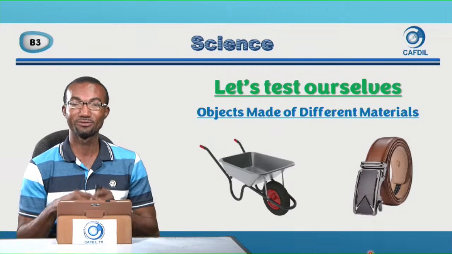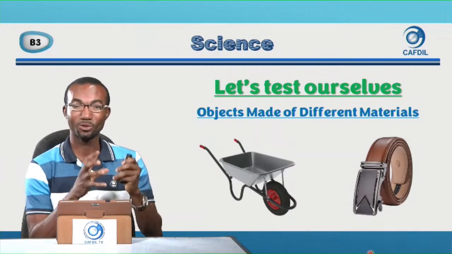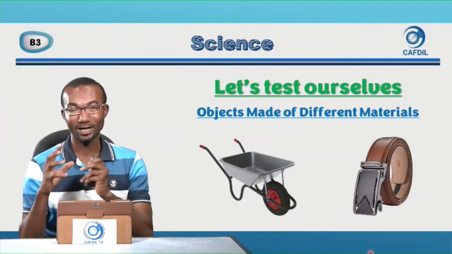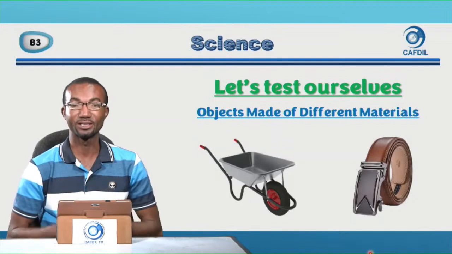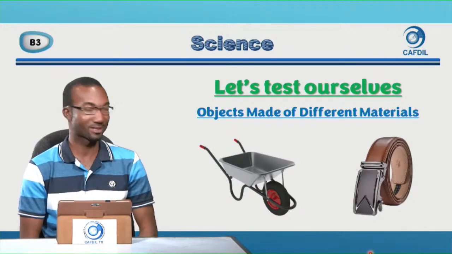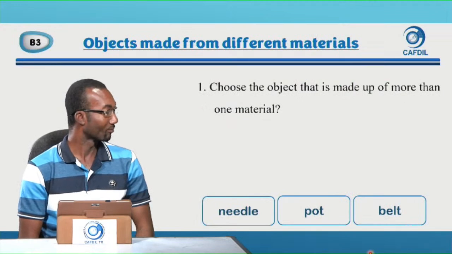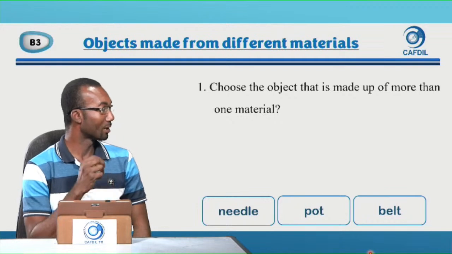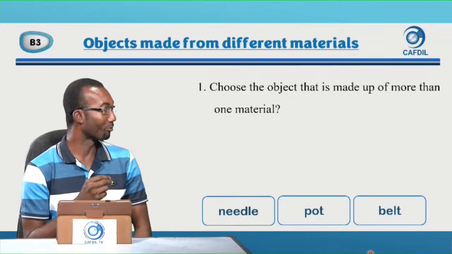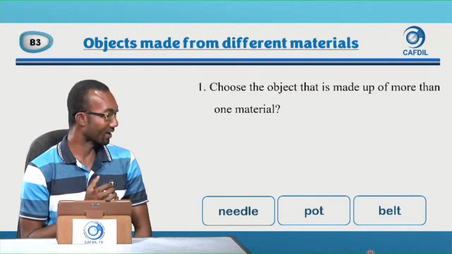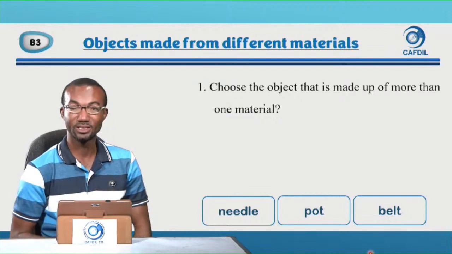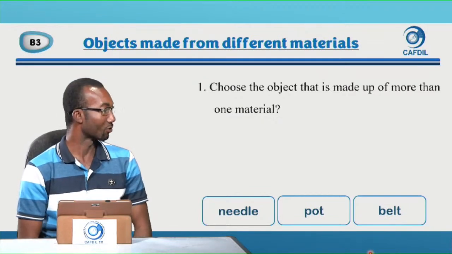Now, I believe you know materials in general, what can be made from only one material, and other objects that can be made from different materials. Now let's test ourselves on this lesson. In this exercise, you are choosing objects made of more than one material. So if you look at the answer, you just choose the objects that are made from different materials.